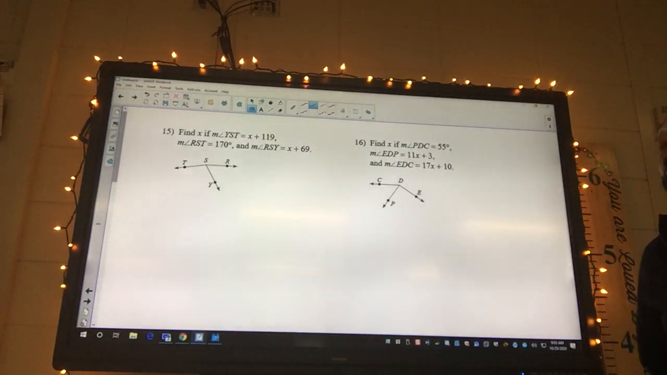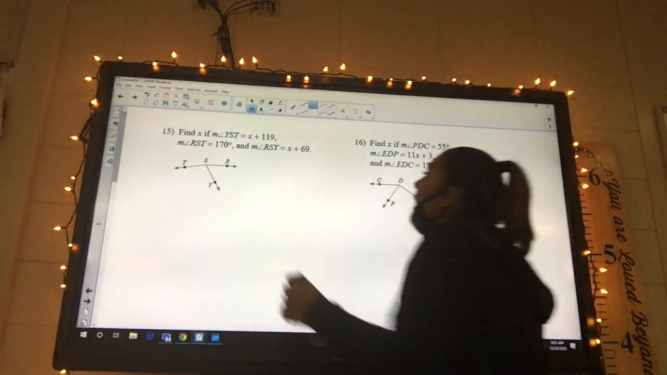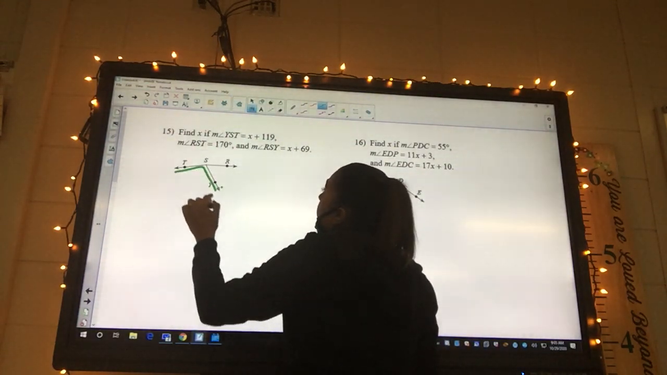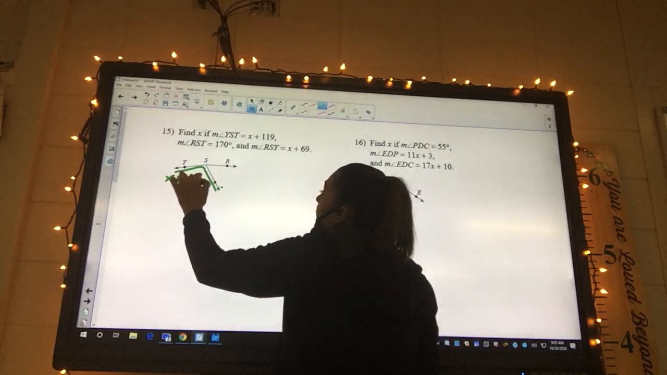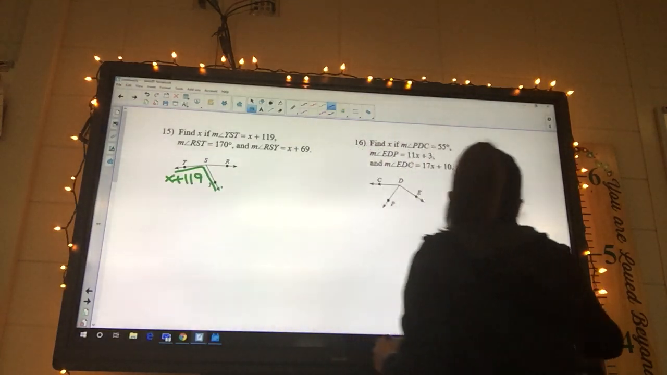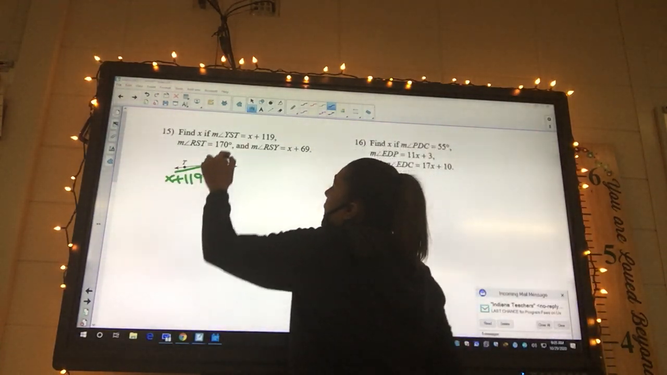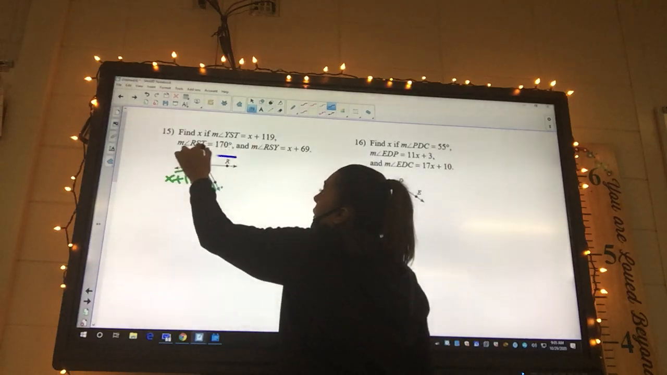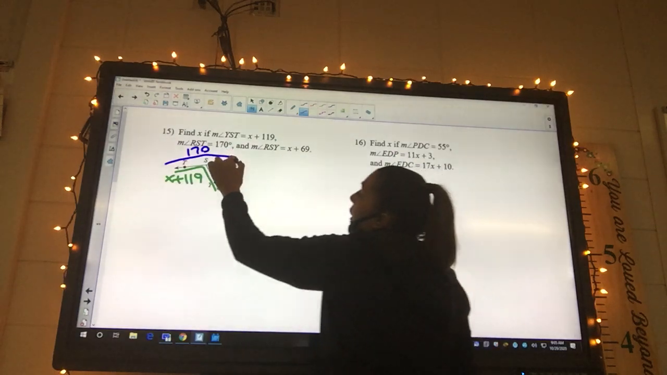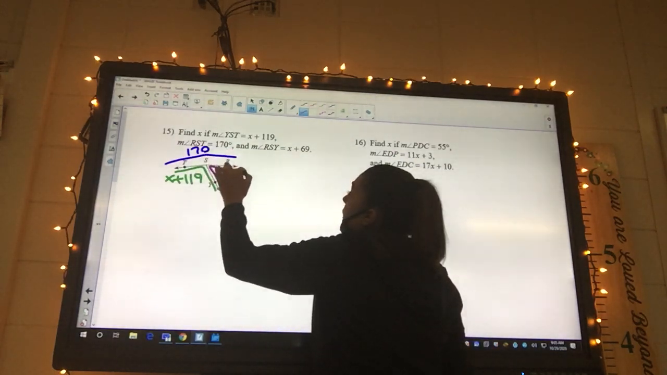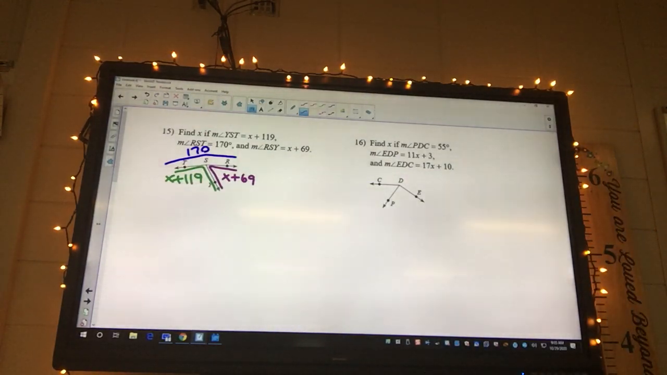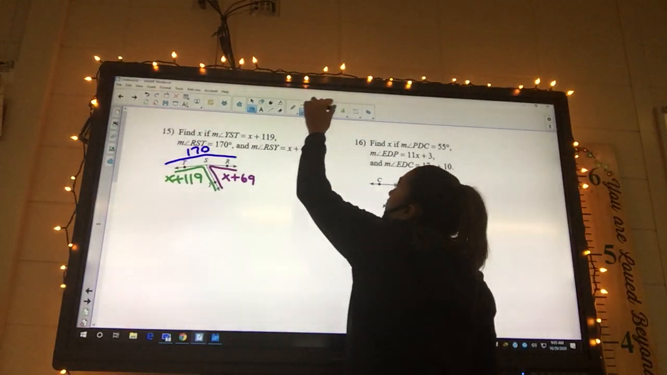So we know we're finding x. YST, which is going to be this one, is x plus 119. Then we have RST, which is that one, and it's 170. And RSY is x plus 69. So what's our formula that we use habitually? Little plus little equals big.